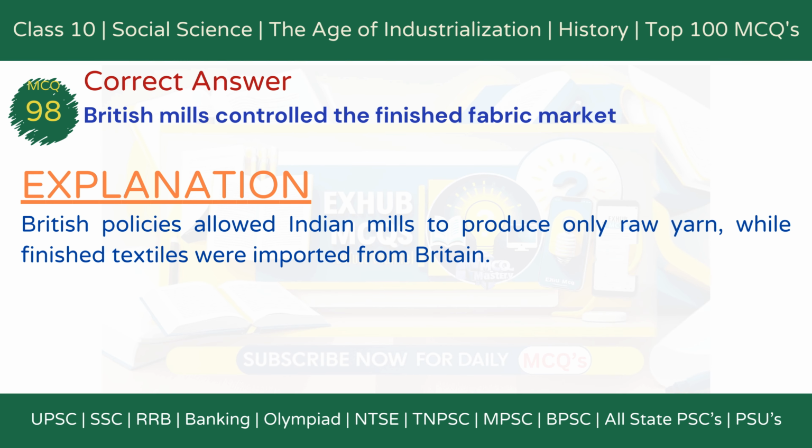The correct answer is option B. British mills controlled the finished fabric market. Explanation: British policies allowed Indian mills to produce only raw yarn, while finished textiles were imported from Britain.